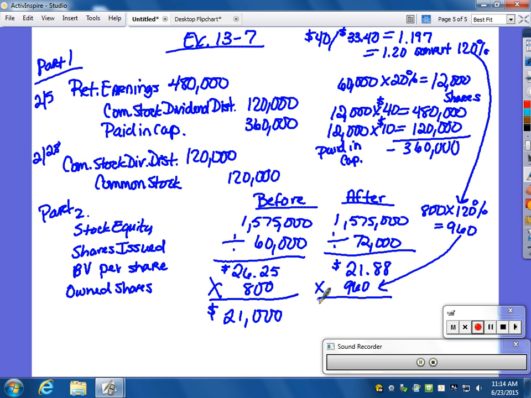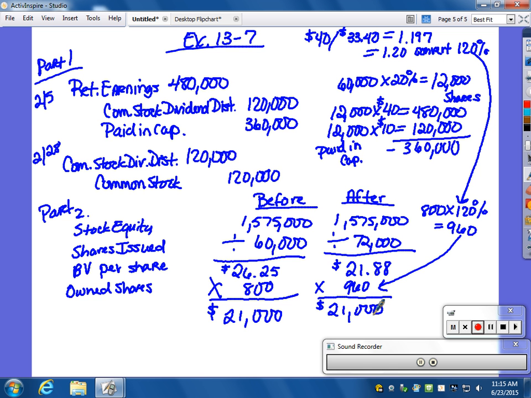What's this amount? $21,004. 21.88 times 960 is 21,004. But you gotta round up. Rounding up to the nearest dollar? $21.88 times 960 equals $21,004.08 if you round it up.